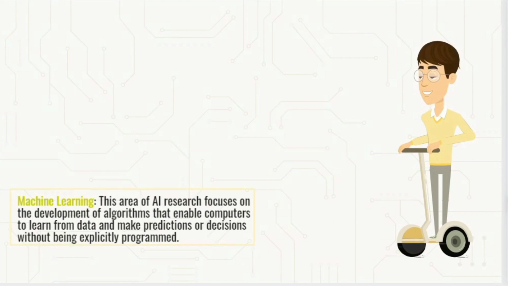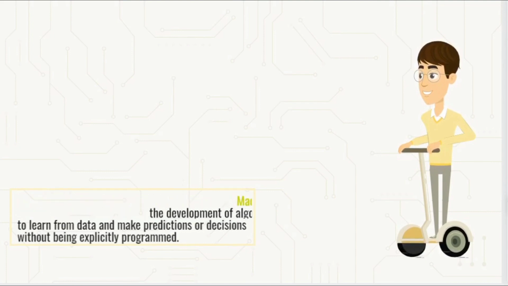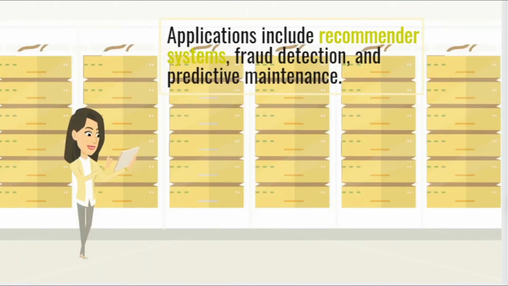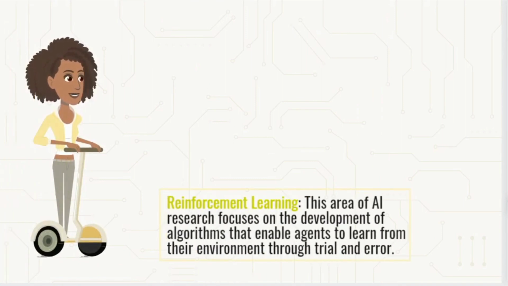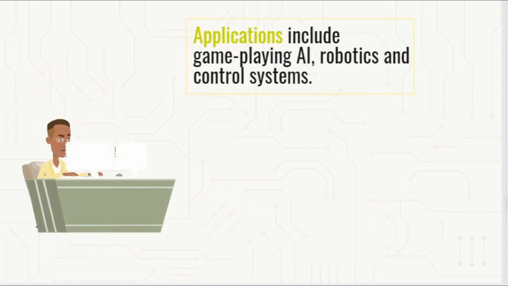Machine learning. This area of AI research focuses on the development of algorithms that enable computers to learn from data and make predictions or decisions without being explicitly programmed. Applications include recommender systems, fraud detection, and predictive maintenance. Reinforcement learning. This area of AI research focuses on the development of algorithms that enable agents to learn from their environment through trial and error. Applications include game-playing AI, robotics and control systems.